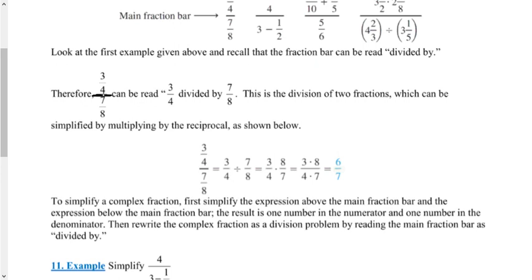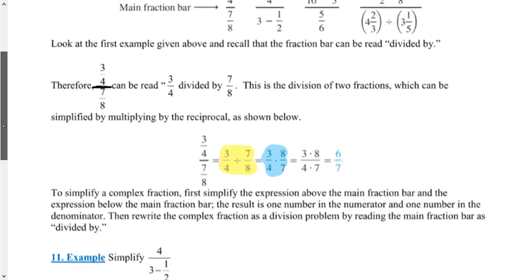So 3/4 divided by 7/8. And you could think of it kind of like this. 3/4 divided by 7/8 means the same thing as 3/4 times 8/7. Remember, you flip and multiply. And that's when you can do some reducing and then get your answer. So that's all we're doing here with complex fractions.